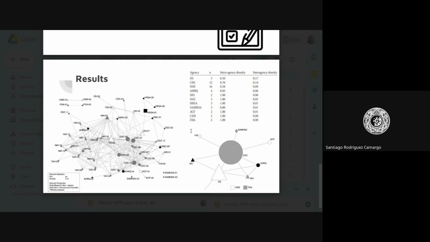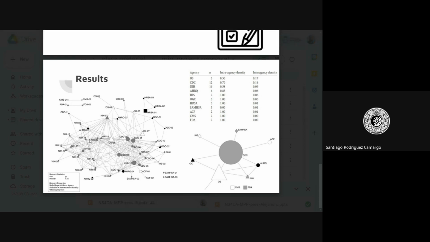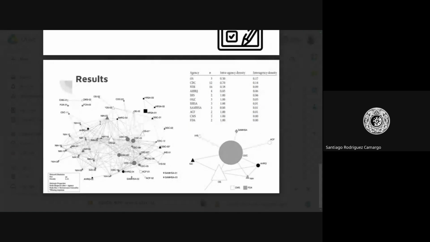So they extrapolated the information to the agencies, and in the graph on the right, we can see that there's a couple of agencies that have huge betweenness centrality, and others that have little. These are hubs, which means that all the communication goes through them, which is not ideal because the idea is that every agency can communicate with each other, and this is a problem that they identify and try to solve.